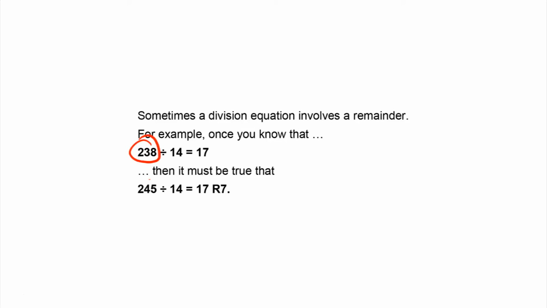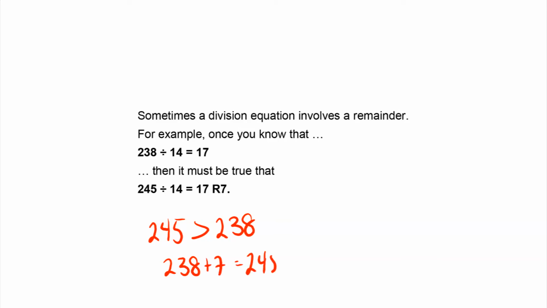Focus on these 2 numbers to start with. 245 is bigger than 238, and it's bigger by exactly 7. So if you take 238 and add 7 to it, you get 245. So once we know this piece of information, we know that that divides, and our remainder here is still less than what we've been dividing by, we know that we're going to end up with that as a remainder.